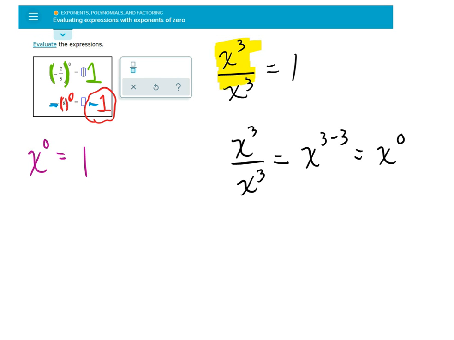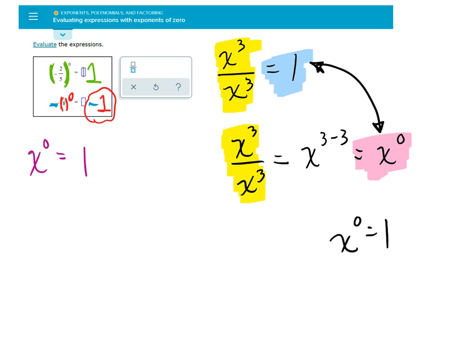Here you've got an x cubed divided by x cubed, and here you have an x cubed divided by x cubed. However, this one is equal to 1, and this one is equal to x to the 0. But if the yellow is equal to the blue, and the yellow is also equal to the pink, then guess what? The blue is equal to the pink. And that's one way to prove it.